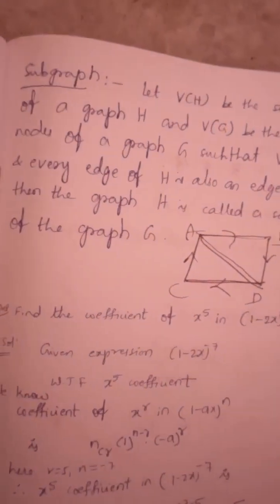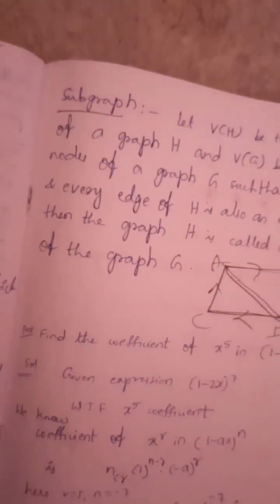Now I want to say about the Hamiltonian path and Euler's formula. First you have to understand Euler's graph. You have to understand what Euler's graph is. First you have to understand the definition of Euler's path and Euler's circuit.